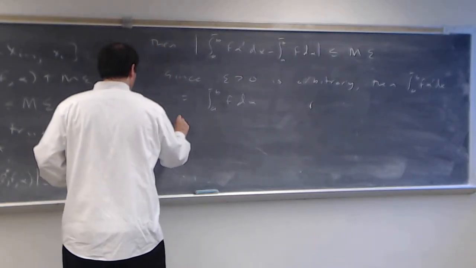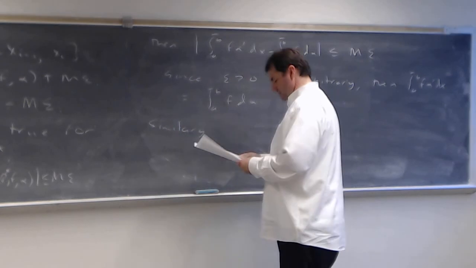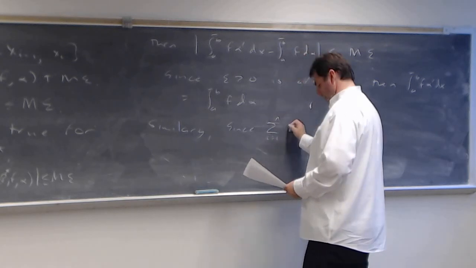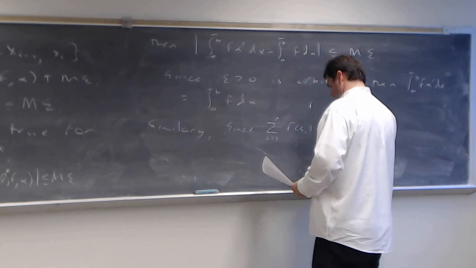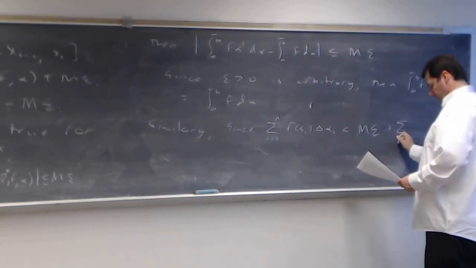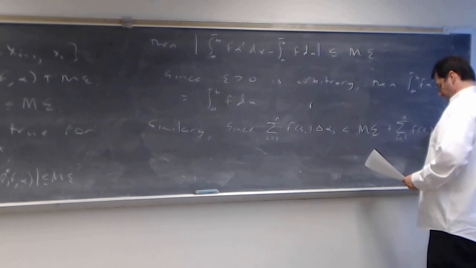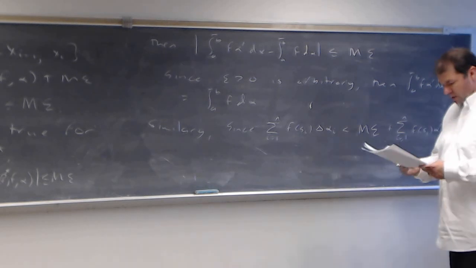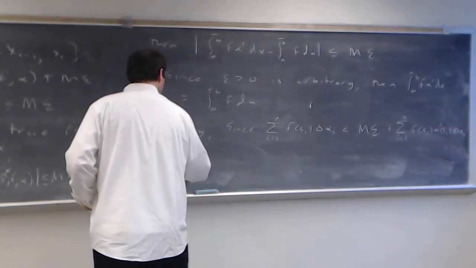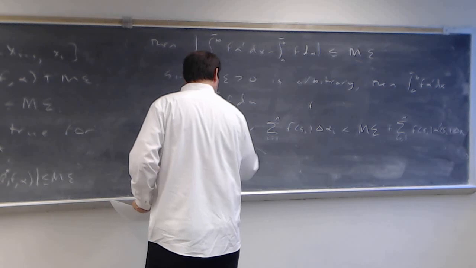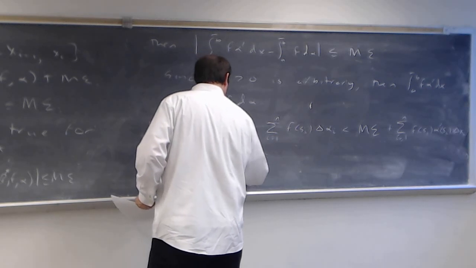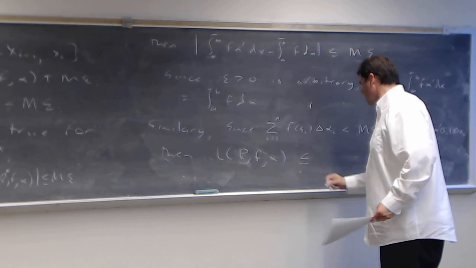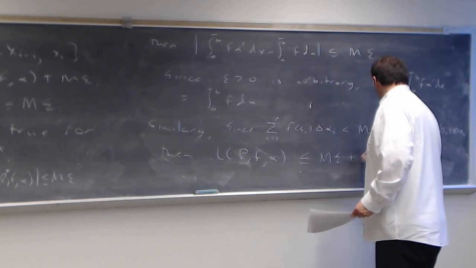Well, we do the same type of work, working with these lower sums. So let me write out some of the details. So similarly, we did our work before, we had the sum as i runs from 1 to n of f of s sub i times delta alpha sub i was less than M times epsilon plus the sum as i runs from 1 to n of f of s sub i alpha prime of s sub i times delta x sub i. We had that result before. Then the lower sum involving this guy, so this would be L(P, f, alpha), the lower Riemann-Stieltjes sum, is going to be less than or equal to M times epsilon plus this sum here.